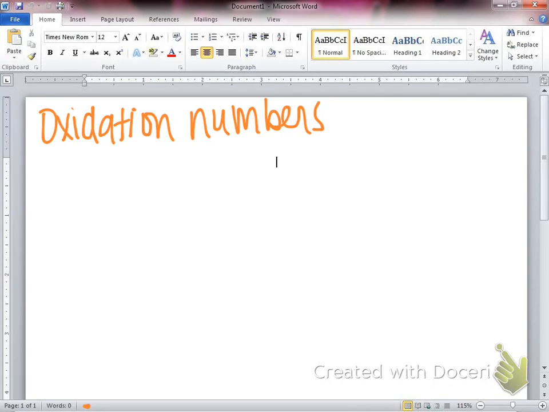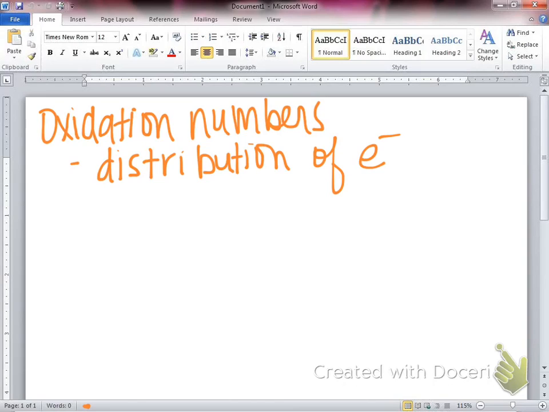All right, so when we've been looking at elements, we've been given a specific charge on an element, okay? And what the charge tells us is its distribution of electrons around that particular single element. And when we start looking at compounds now, we've got different distributions of electrons within that compound. So what oxidation numbers tell us is the distribution of electrons among atoms in a compound.